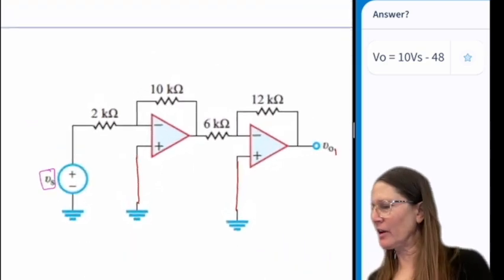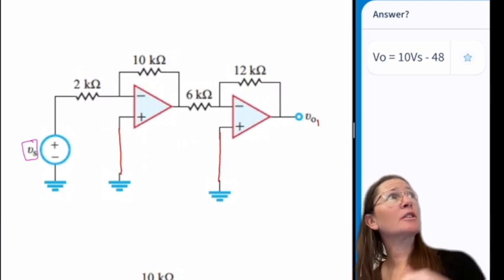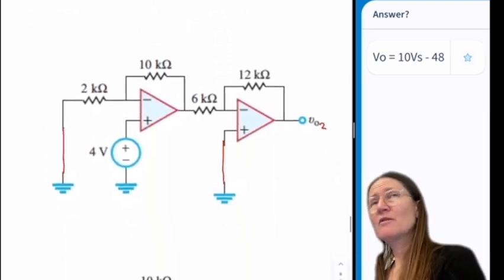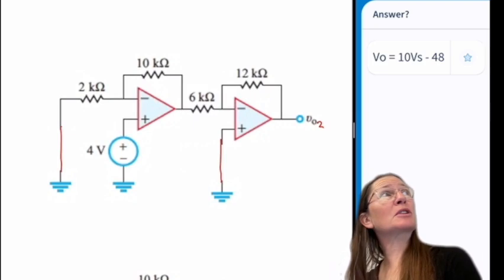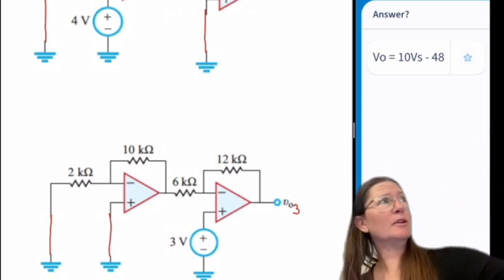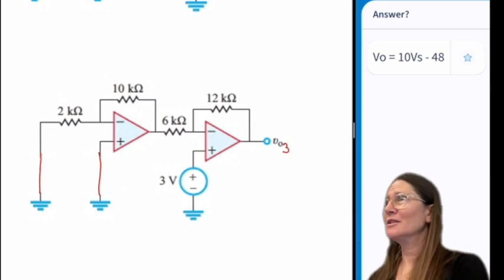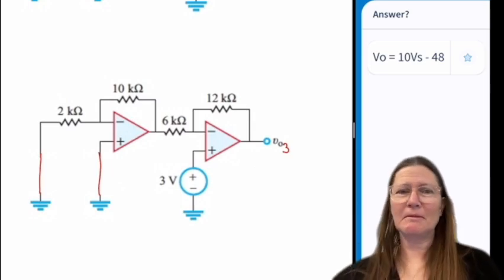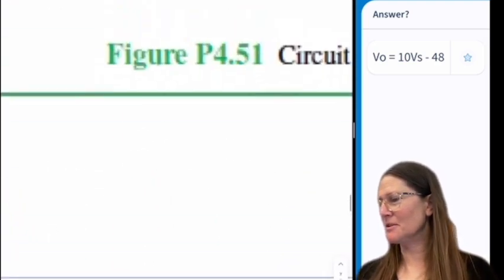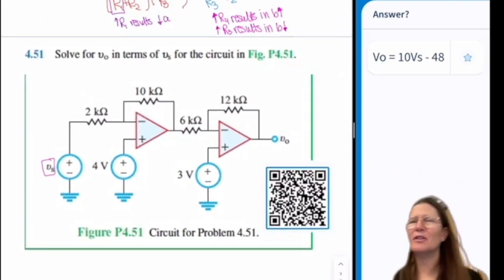So a hint is to do superposition. So your first circuit would look like this one where you've removed the other two. The next one would look like this where you just have one source, or this one. So these would be your three circuits that you would have. So think about each of their contribution to the end. Give you guys another minute.